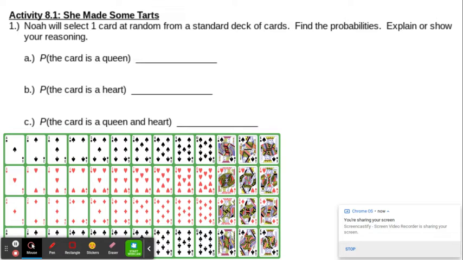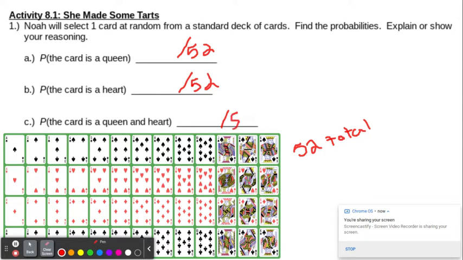Okay, so first things first, we know we have a standard deck of cards down here. And if we total things up, there are 4 different suits and 13 in each suit. So if we take 4 times 13, that gets us 52 total cards. So we know we have 52 total. So that means our probabilities up here are going to be all out of 52.